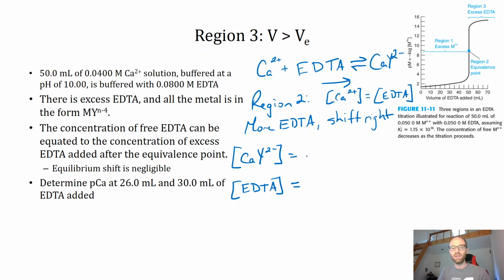In other words, now I'm going to use the calcium ion concentration just to streamline the process and not confuse myself too much. So the initial calcium ion concentration is 0.04 molar. Our initial volume is 50 milliliters.